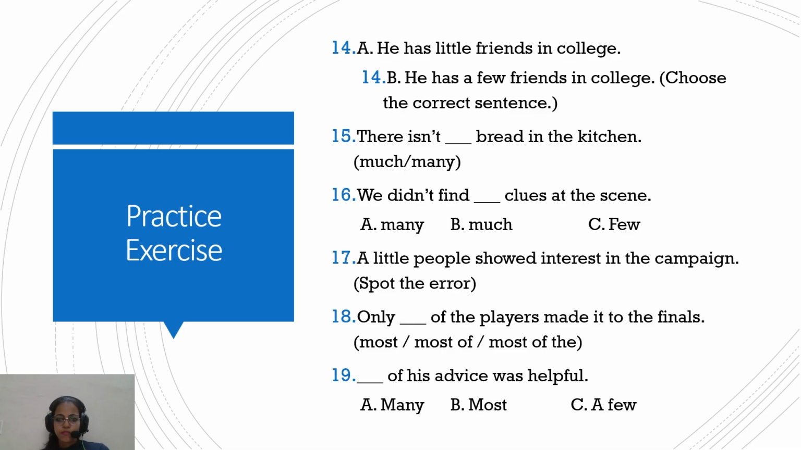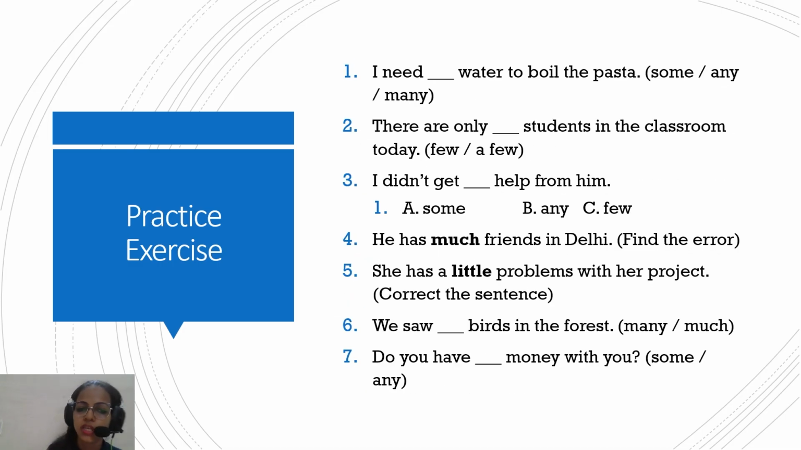Okay. I hope you've attempted the questions, and because the lecture has already gotten quite long, let's quickly solve them. I need dash water to boil the pasta. Now, water is an uncountable noun, so we will use some. Of course, some, any, many. Some is actually used with both countable and uncountable nouns. So many, of course, cannot be used. Any, of course, cannot be used. So, some. I need some water to boil the pasta. There are only dash students in the classroom today. So, few or a few.